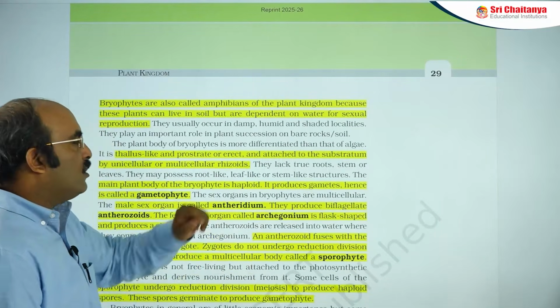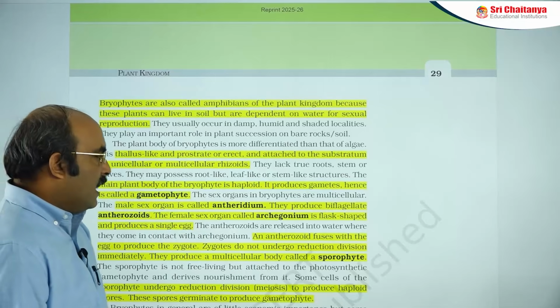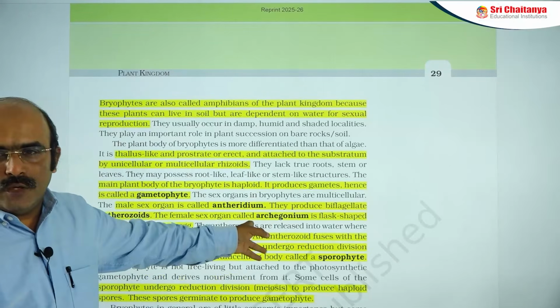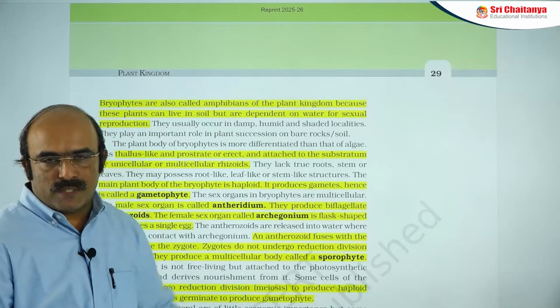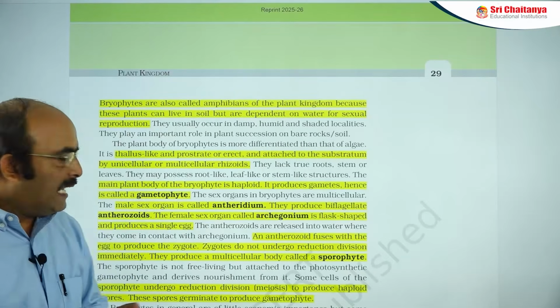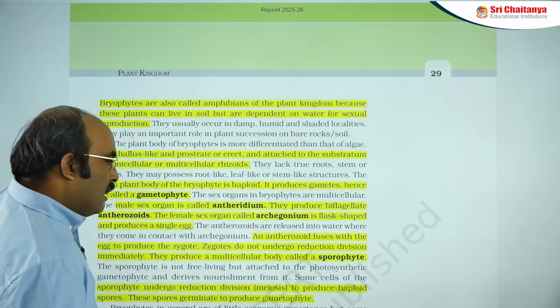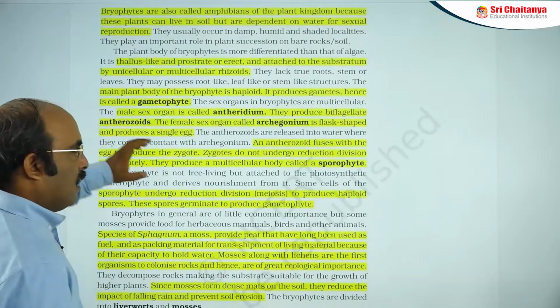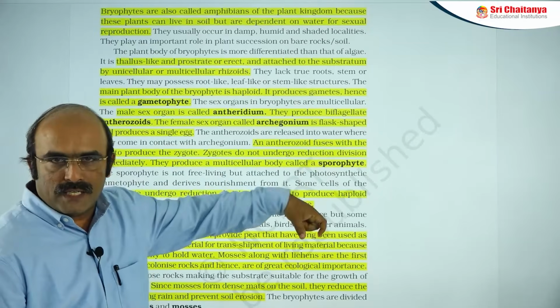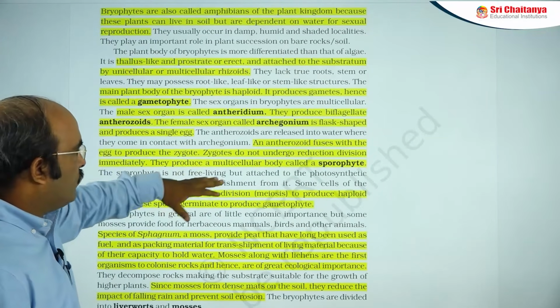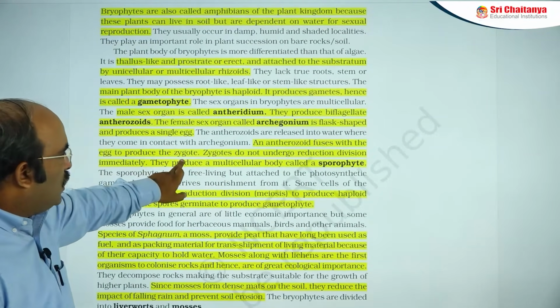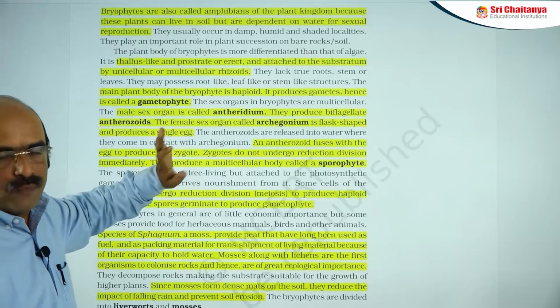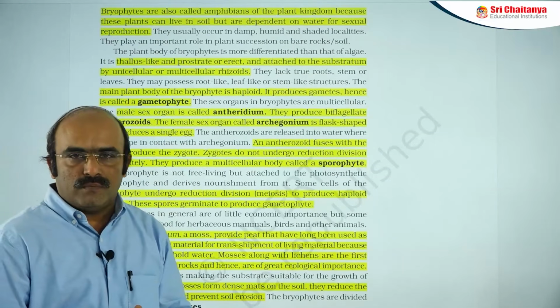The antheridium will release the biflagellated antherozoites, and the archegonium, which is the flask-shaped structure, will have a single egg in it. The antherozoites move in water and reach the archegonium, and within the archegonium they fuse, and that fusion results in the formation of the zygote.